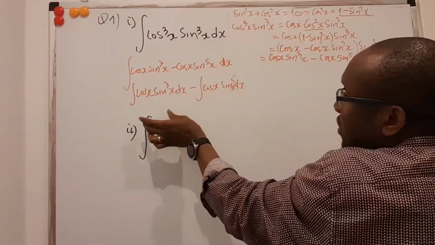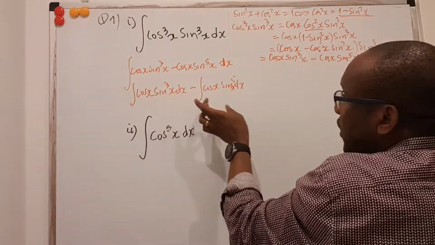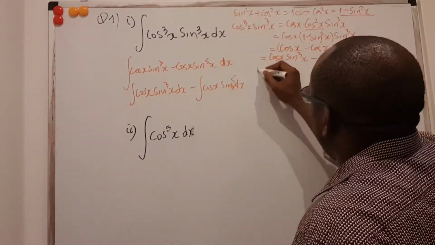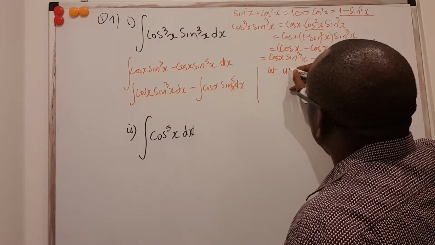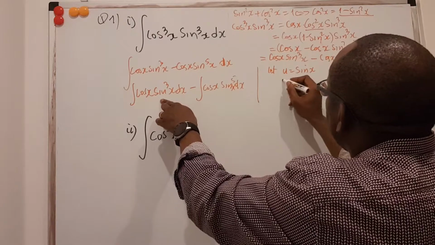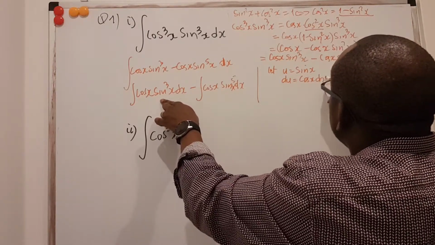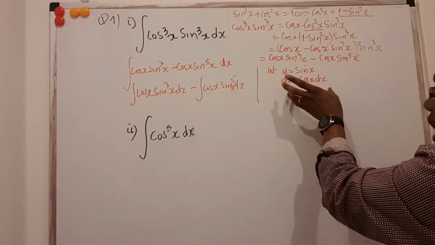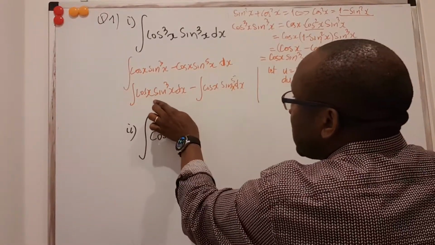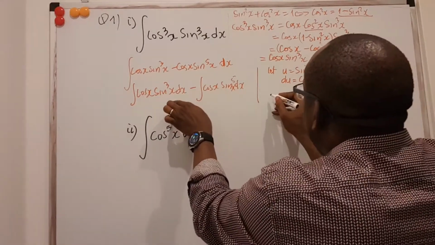Once I've had it in this form, you see my cosine is to the first power, sine to the third power, cosine to the first, then this is nice. We can just make a substitution. What we'll do, we'll let u be equal to sine x. If we do that, then du is simply equal to cos x dx. Because I have this, I can then substitute it in here. So my cos x dx is just du, and sine x is u, so this is u to the power 3.